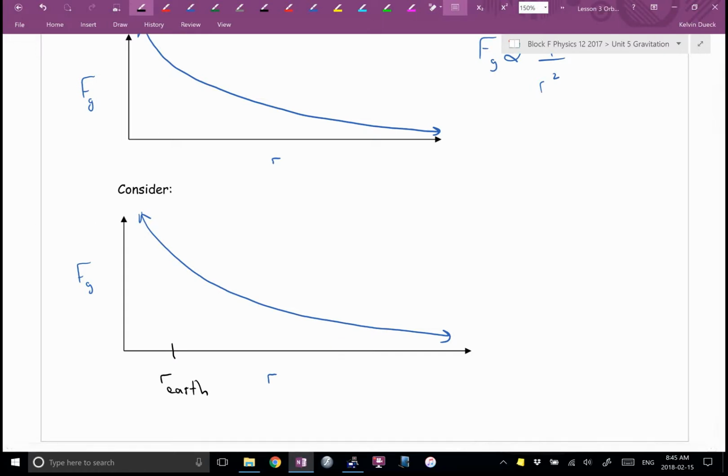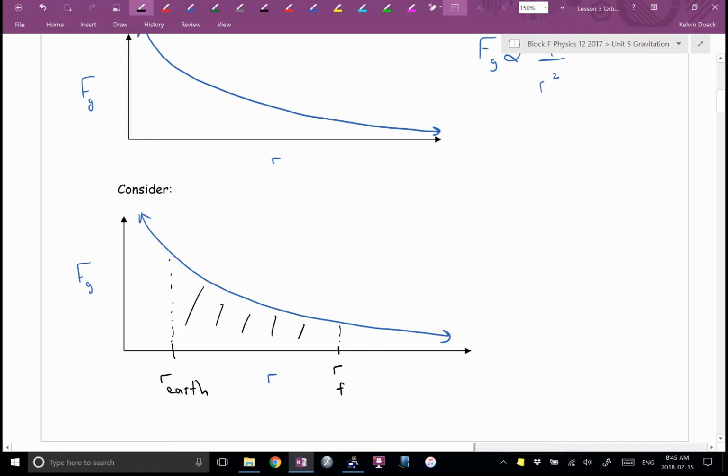And let's put another hash mark here. Let's call it R final. It could be an orbital radius, or if we're not in orbit, we're just moving a certain distance away. And again, let's draw a little dotted line, and again kind of show that this is the area that we're talking about.